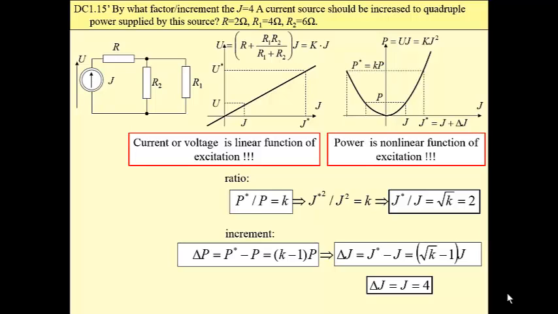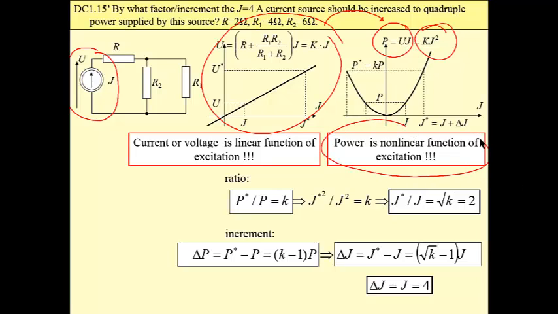Let me continue with the same exemplary problem. The only difference is that now our output is the power supplied by a source. Power supplied by a source is a product of the source, current source, value multiplied by the voltage across this source. This voltage is a linear function of this current source. If so, we may take this into account here, and we obtain that the power which is supplied by a current source is proportional to the square of its value.